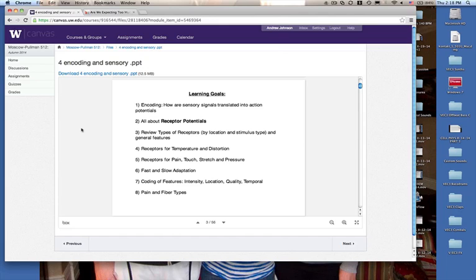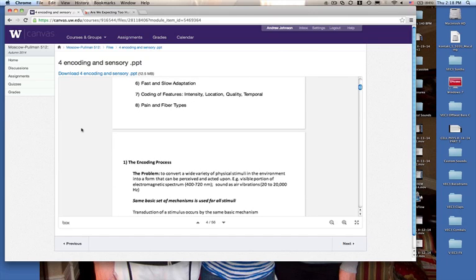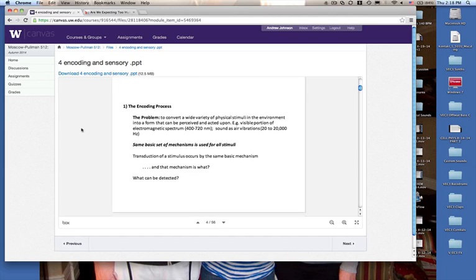And temporal quality, so how long does something last? So the initiation and end of something. And then we're going to talk about pain and types of pain and fiber types. So that's what we're going to go over today. And we have to kind of zigzag around a little bit, so just bear with me. We have to present some details and then go back and forward.